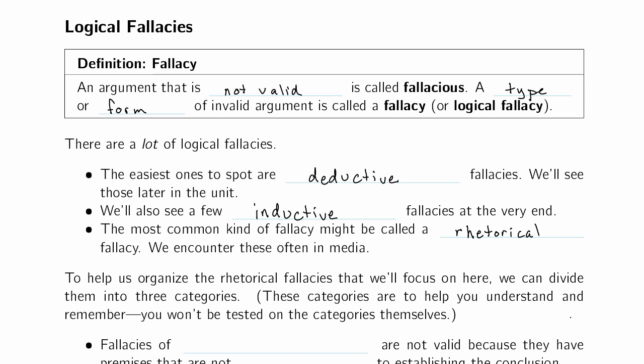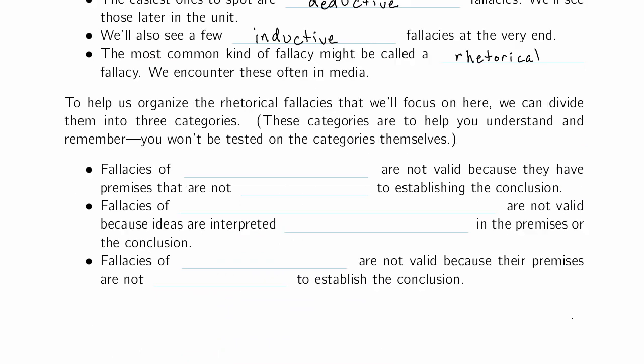All right, we are going to be spending some time classifying fallacies here. And to help you organize the fallacies that we're going to learn, we're going to divide them into some categories. Our goal is not to learn the categories, but to learn the fallacies. However, having these categories to help us organize our thoughts can be helpful in remembering. So we have three categories of fallacies we're going to talk about here. We have some fallacies of relevance.